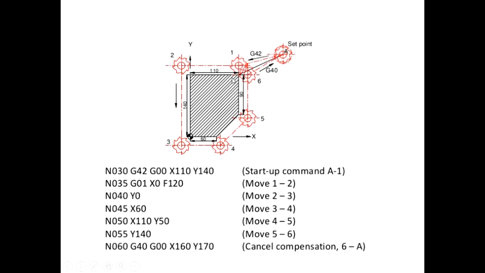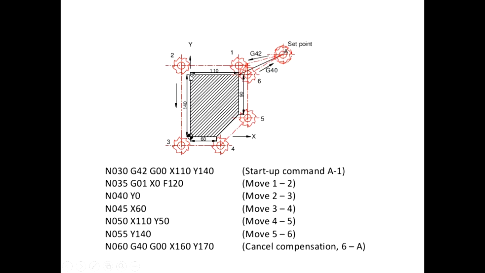So obviously you have to use the G42 because this is the program surface and you have to compensate the cutter diameter to the right hand side. To the right hand side of the program surface you have to compensate the cutter diameter. So that's why it is G42. Then G00 is rapid travel. X110, Y140 is nothing but the position for cutter position 1. So this is the position on the workpiece for this cutter. Then it will move from 1 to 2.